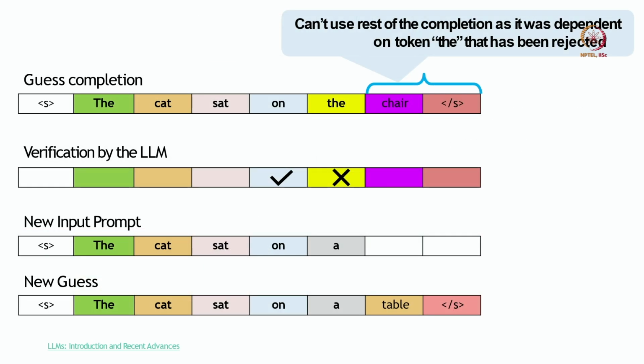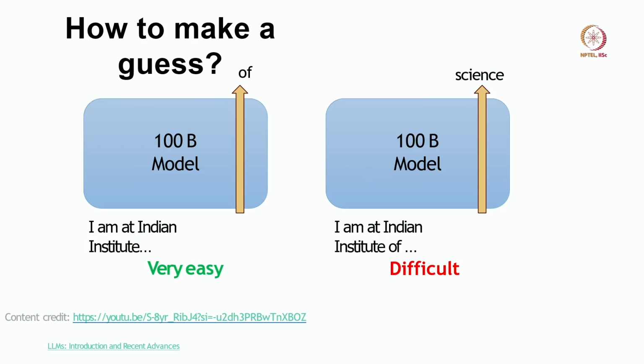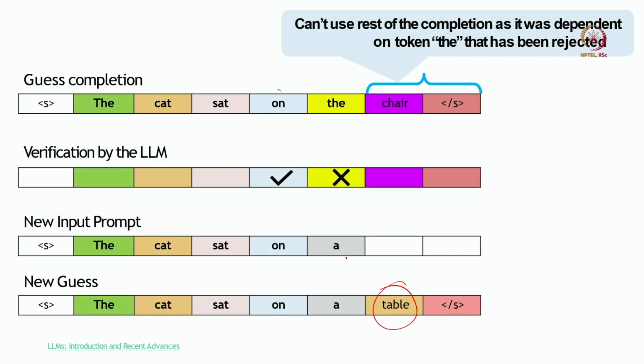Now, again we saw that "the cat sat on" was correct, but "the" was not correct. So, we rejected "chair" and the end of sentence. Then the new input prompt is now "the cat sat on a." Again we will keep on guessing. So, let us say the next case is "stable"; probably we will also reject that, because if you remember the correct thing was "mat," right.